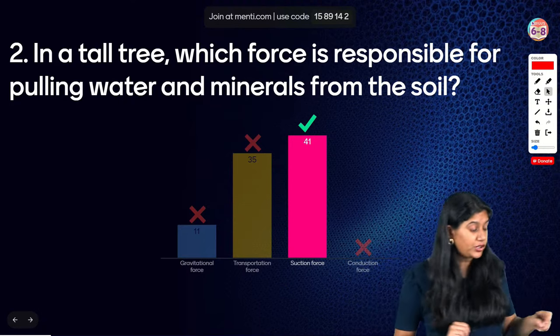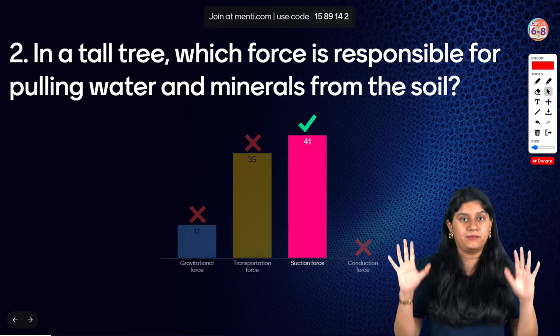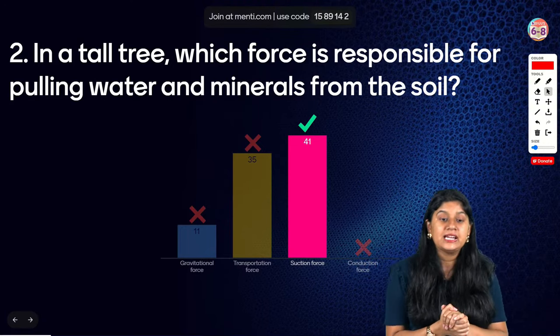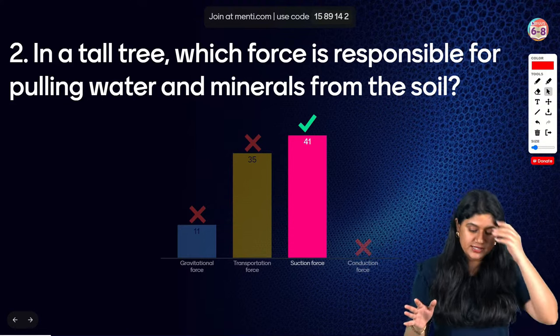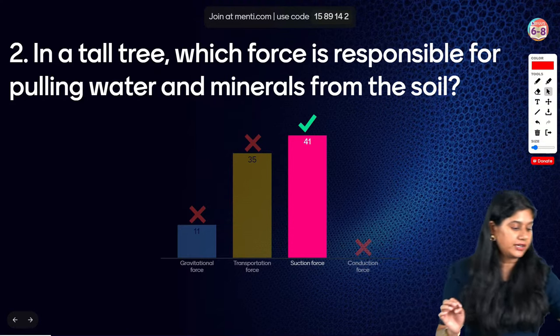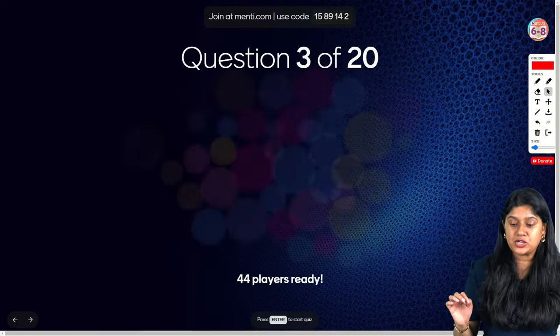Right? Those of you who have voted for the transportation force, we don't have such a name in biology. Okay? Misclick. It's okay, but now you know the answer. Akash, now you know the answer. So 44 of you have voted for the correct answer. Let's move everyone to question number 3.